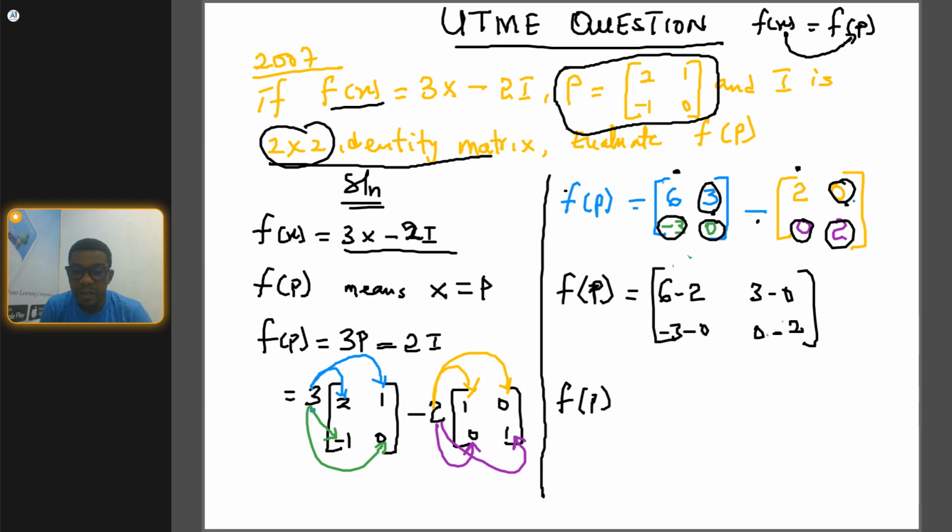F of P equals, by normal subtraction, you are taking away 2 from 6. That will give you 4. You are taking away 0 from 3, that will give you 3. You are taking away 0 from minus 3, that is still minus 3. And you are taking away 2 from 0, that will be minus 2. So the final answer is 4, 3, minus 3, minus 2. That will be the final answer of this UTME question.